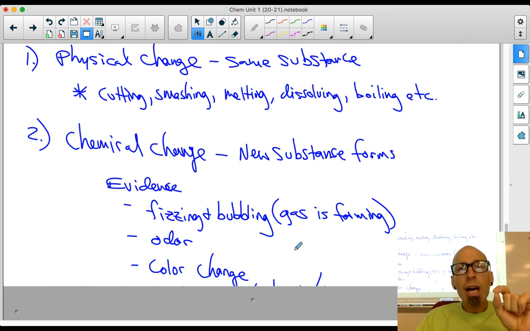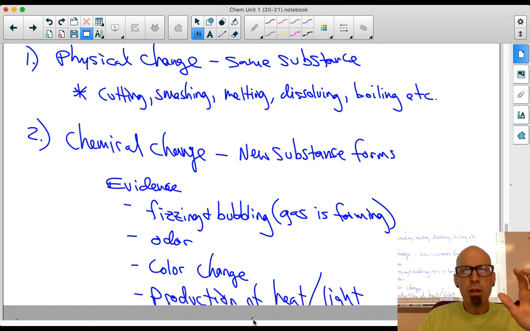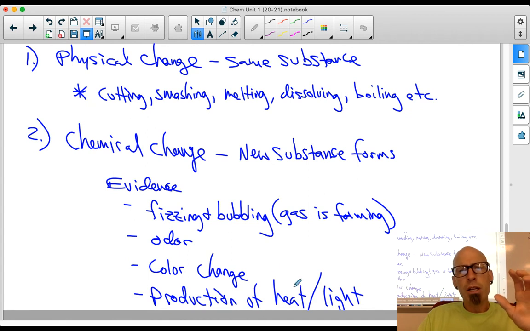Color change. The steel wool actually changed colors when it was in the flame. So there was an odor and there was a color change. What happened to the steel wool was probably a chemical thing, not a physical thing, in the heat. And I think this may be the last one. Yes, production of heat and light. Production of heat and light is also an evidence of a chemical change.